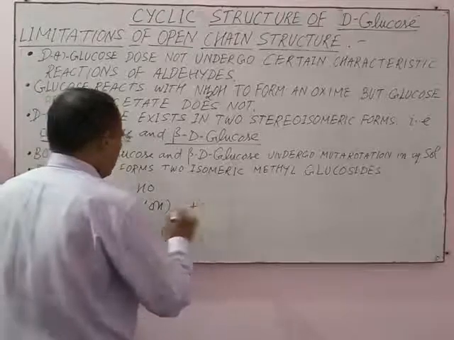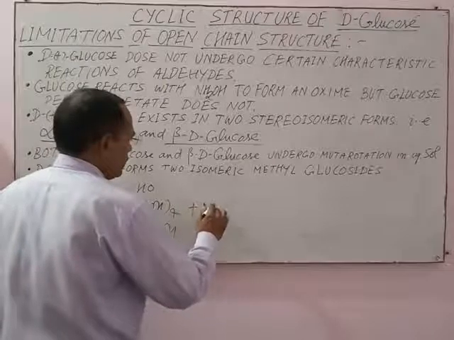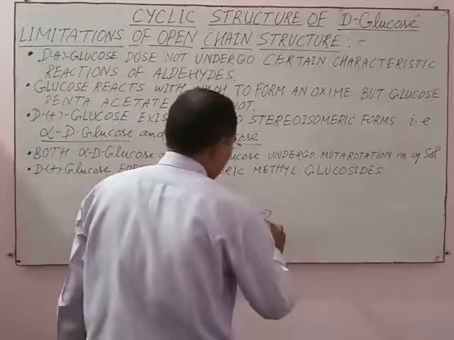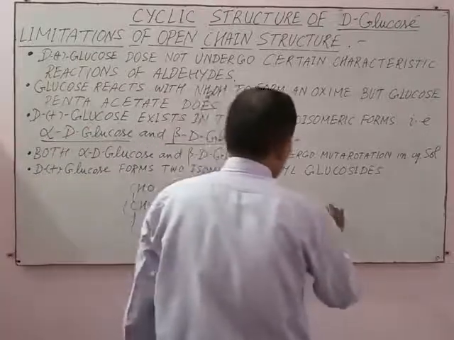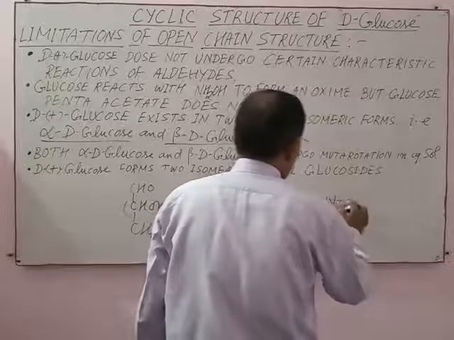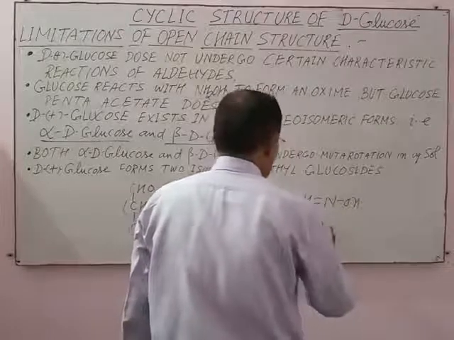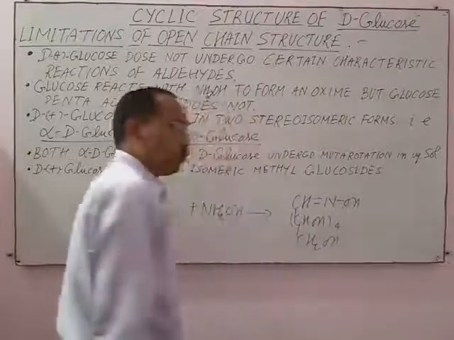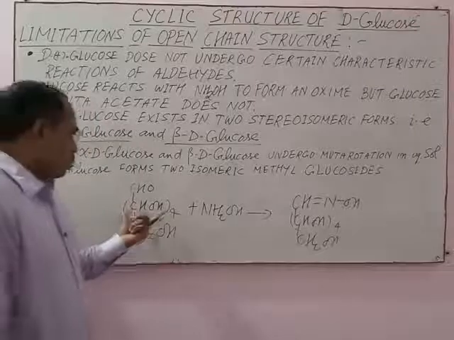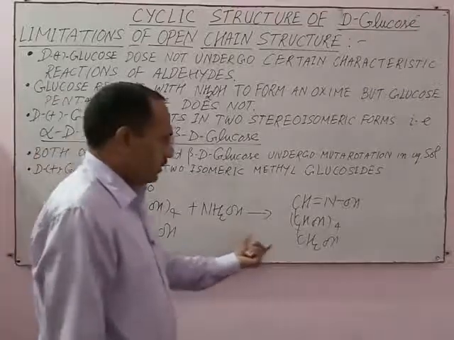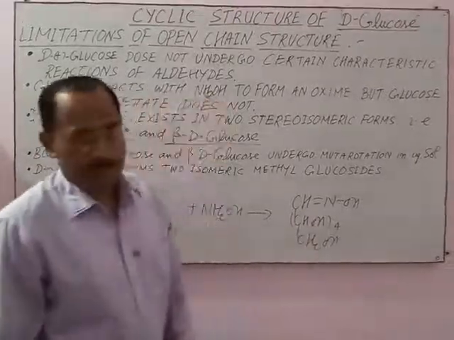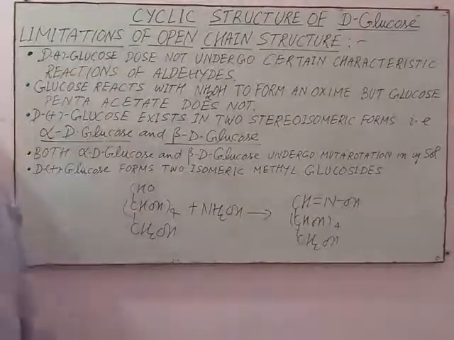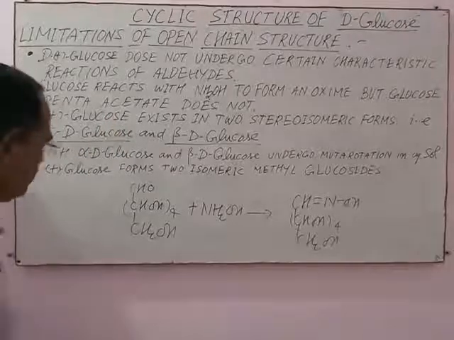When glucose reacts with hydroxylamine, it forms an oxime, CH double bond NOH, CHOH four times, CH2OH. This is glucose oxime. Glucose reacts with hydroxylamine and forms an oxime, while glucose pentaacetate does not. What is glucose pentaacetate?